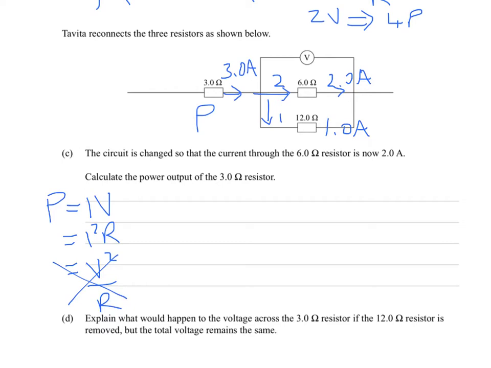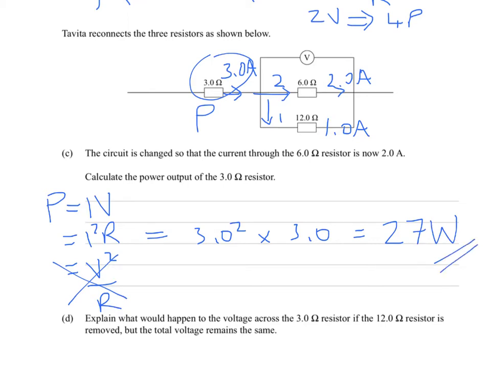So knowing the current and knowing the resistance, we can just use I squared R. So 3.0 squared times by resistance of 3.0 ohms. It's going to give us 27, and what is the unit of power? What is the unit of power? Anyway, 27 watts, two significant figures.